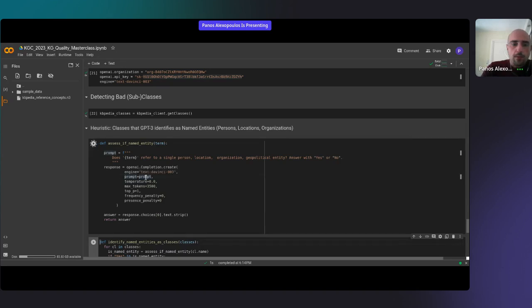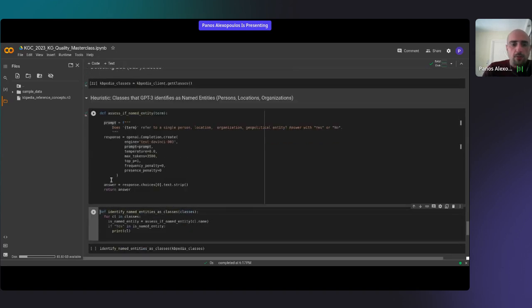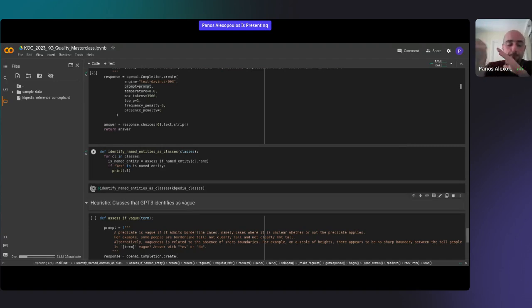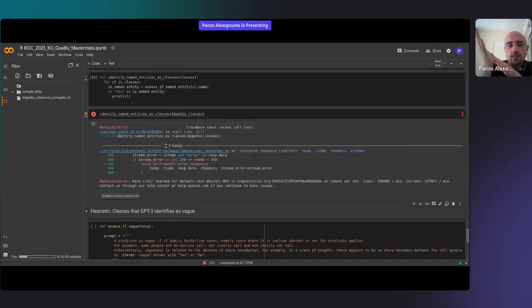So by using this simple method, we can take the classes that we just identified, give the name of the class as input, and print those classes that are identified by GPT-3 as named entities, as persons, locations, etc. Of course, GPT-3 will not be perfect, right? It will have false positives. It's still a classifier in that sense.